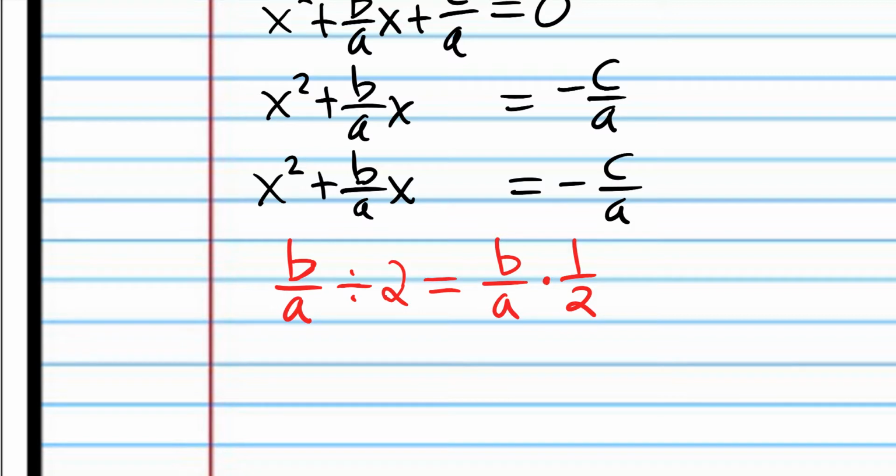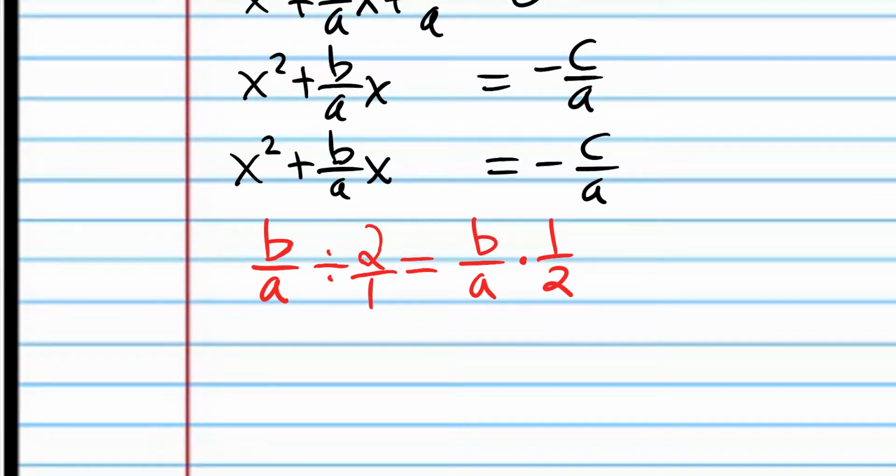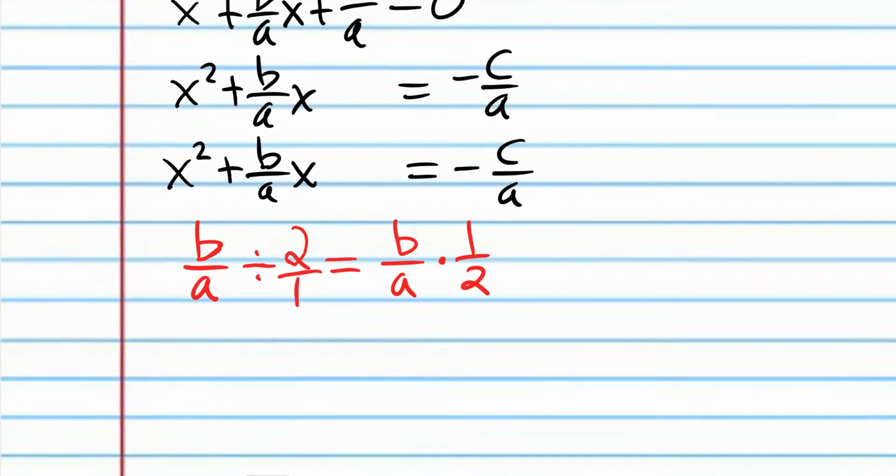Again, you can write that 2 as 2 over 1 because it's a whole number. Any whole number can be written that way. So then you multiply across, b times 1 is b, and a times 2 is 2a. So that's pretty simple. I'm going to label that as step number 1.